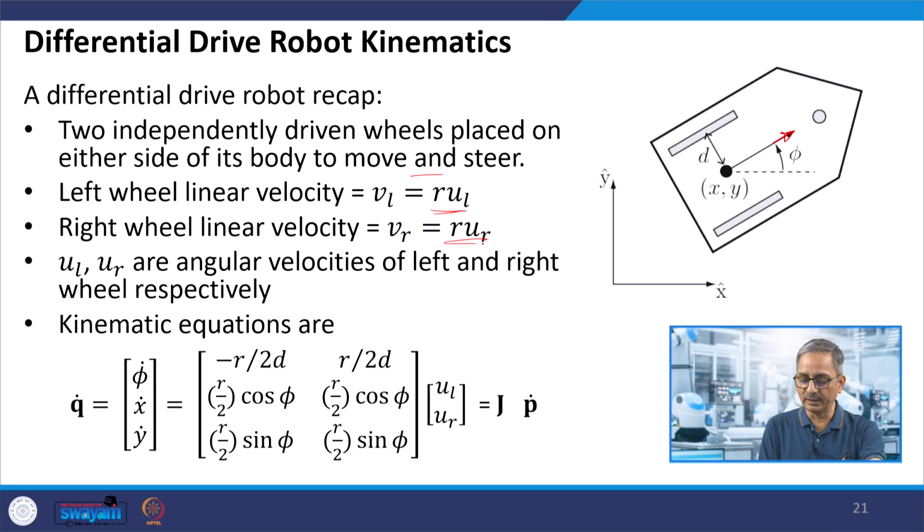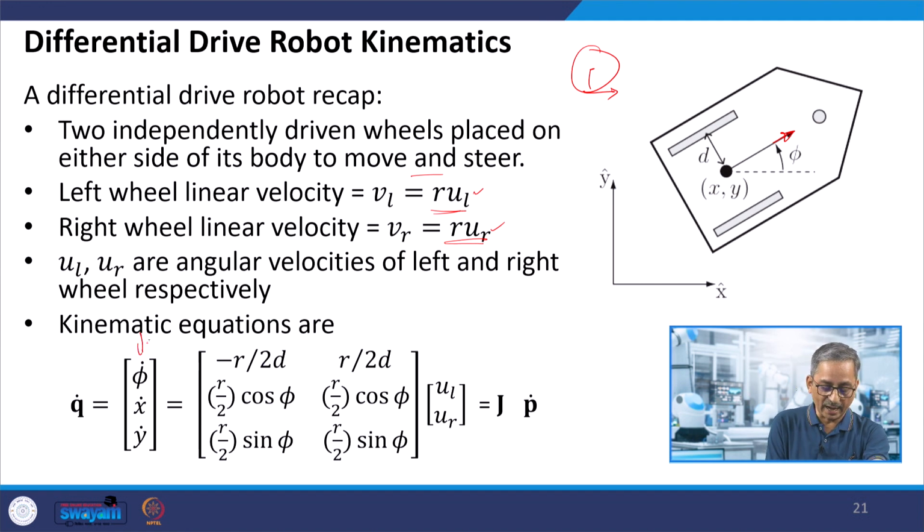So, right wheel linear velocity is R times UR, where UL and UR are nothing but the angular velocities. These are the tangential velocities basically, where V is equal to R omega. So, these are those terms. I can write the kinematic equation here. Again, I have explained how we get this kinematic equation in the previous lecture.